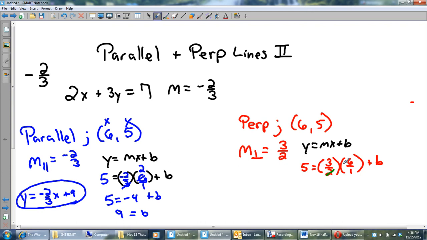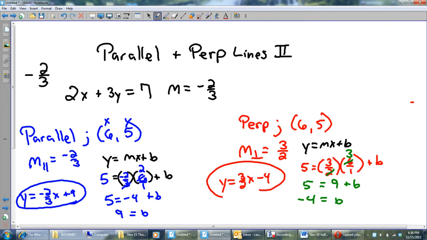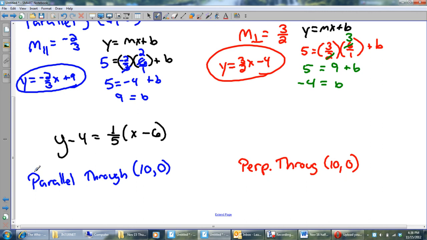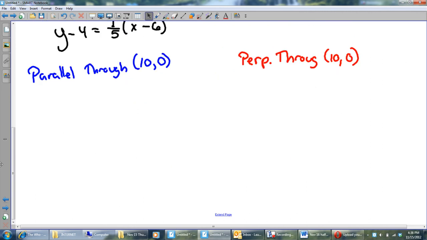2 will go into 6 3 times. 3 times 3 is 9. I'll get 5 equals 9 plus b. Subtract 9 from both sides will yield b equals negative 4. So my perpendicular equation will be y equals 3 over 2x minus 4. And of course, I'm writing my answers in slope-intercept form because it's the easiest way to do it. Some of you might say point slope would be easier, but it's not used as often.